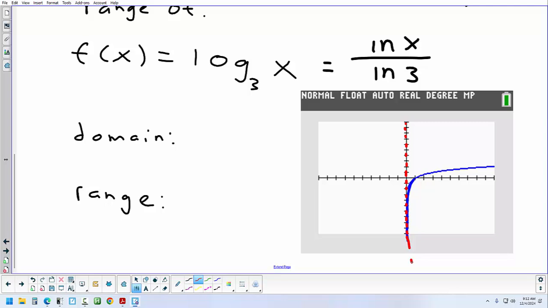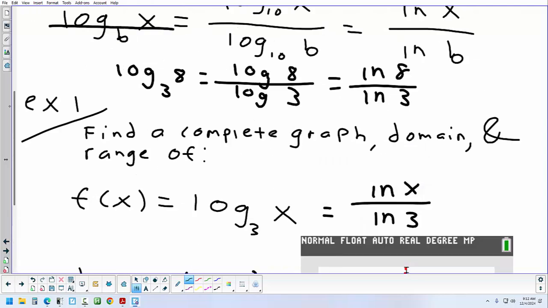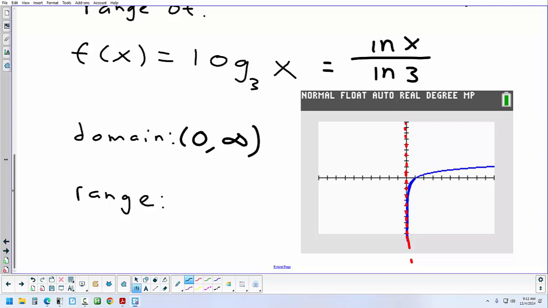All right. So now, knowing that it never reaches it, that should help us find the domain. What's the domain for that? Think about how far left and right it goes. 0 to infinity. The domain is 0 to infinity, including or not including 0? Not including 0. And of course, never including infinity. So that's the domain, 0 to infinity. And they also want the range.